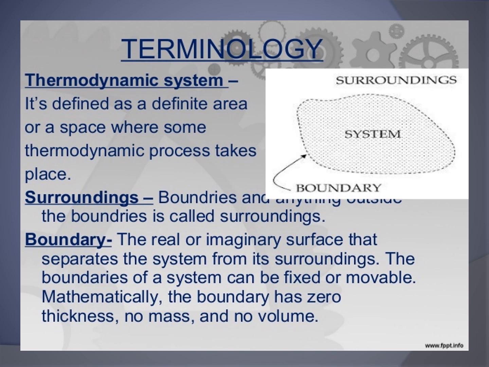The universe is divided into two parts, the system and its surroundings. The system is the part of the universe which is under thermodynamic consideration. It is separated from the rest of the universe by real or imaginary boundaries. Do you understand?